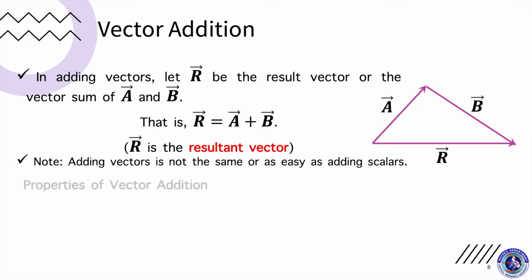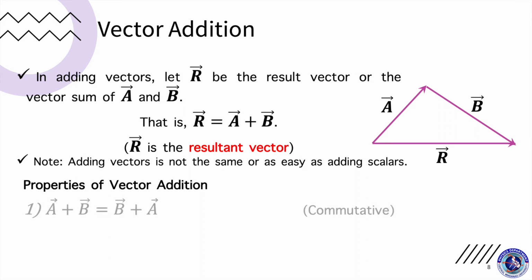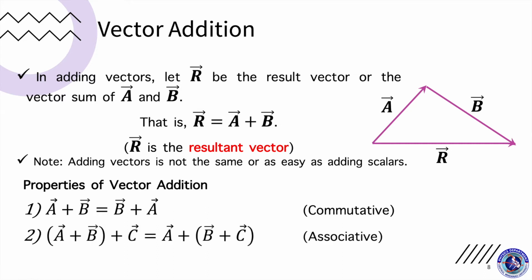So here, naa pay property imong vector addition. One is what we call as commutative property. Meaning to say, changing the position sa imong addends, dili mag-change ang result. Same lang gyapon. Ikaduha is associative. Regrouping your vectors does not change the result. And lastly, this equation here can be written as of this form.